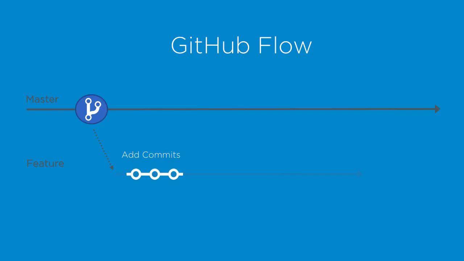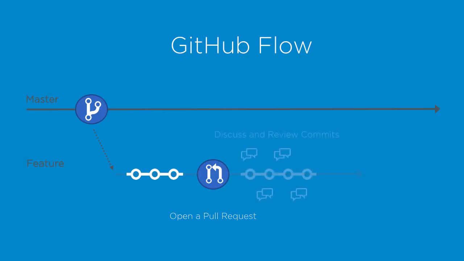Once you're satisfied with the commits that you've made, it's time to open up a pull request. Now, a pull request is saying that you're wanting to incorporate your commit changes from this feature branch into the master branch. Creating a pull request is also inviting other collaborators to discuss and review the commits you've made, which brings us to the next step in the GitHub flow.